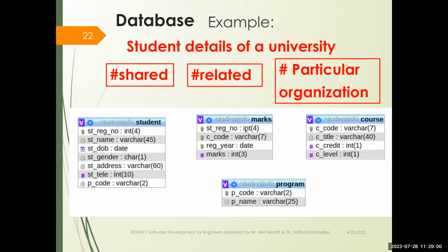So before creating the marks table, we have to create student and course. You can create marks also separately, but you can't link it. So we have to link. How to link? This registration number and this registration number, this course code and this course code.